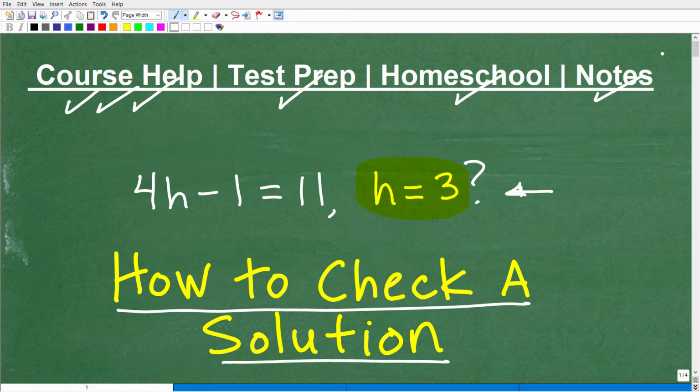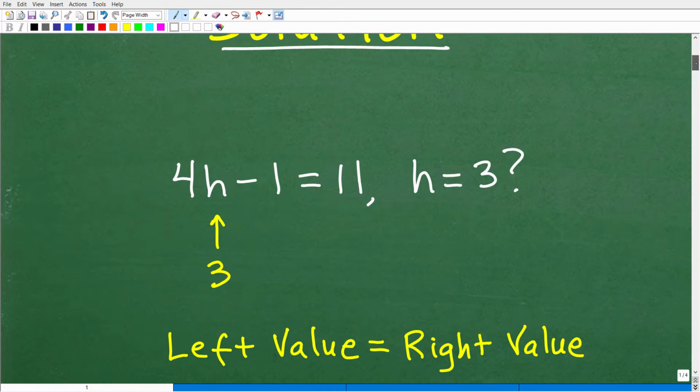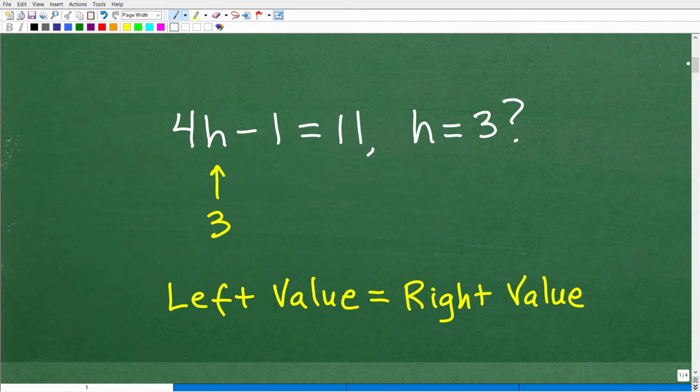Okay, so let's get into this. Here is my equation. Here is my potential solution. Just because I solved this, is this right? Is this wrong? Well, let's get into this right now. Very, very easy, but I'm going to really highlight some things that you're going to want to remember. So let's get into what this is all about.